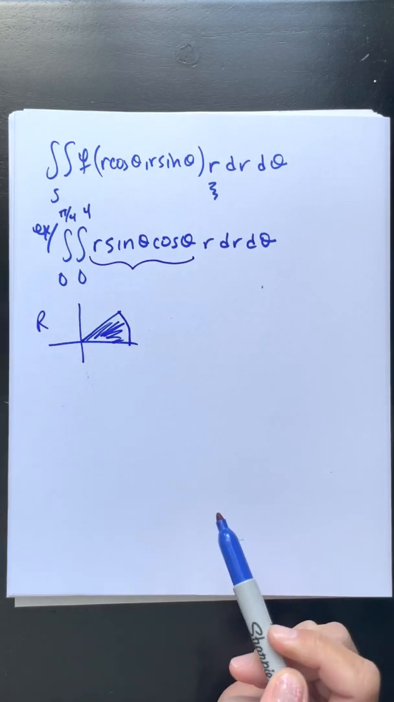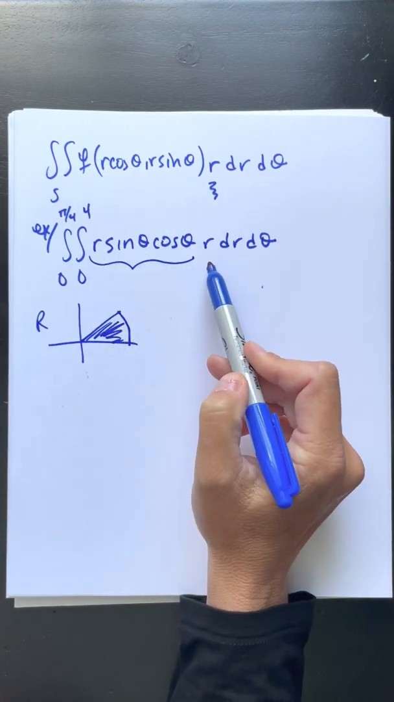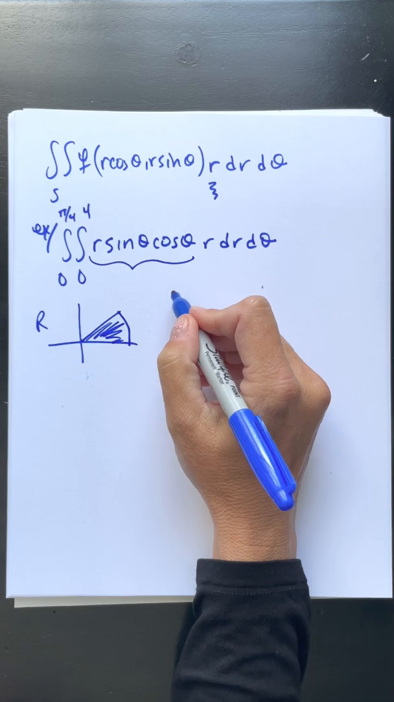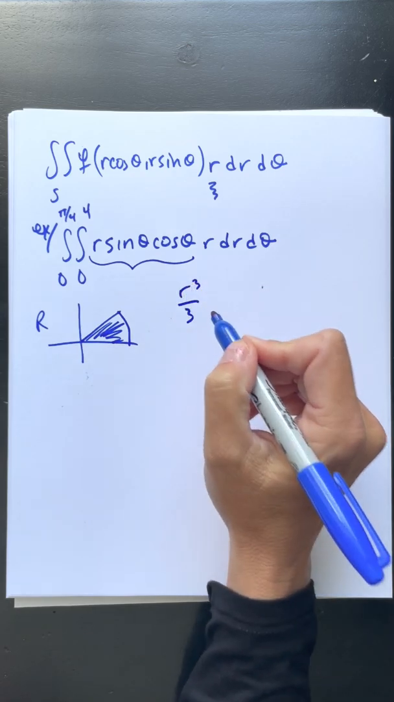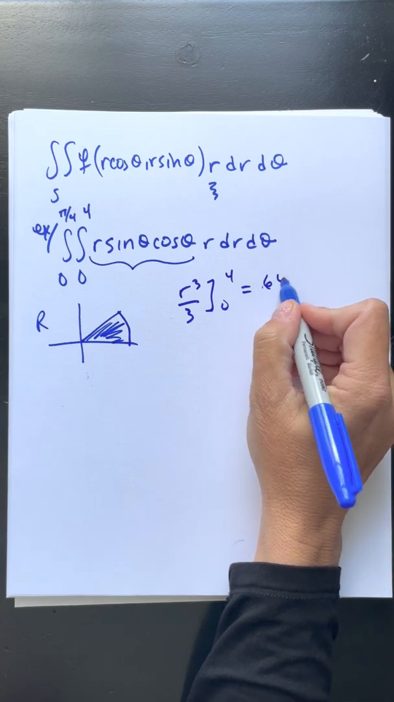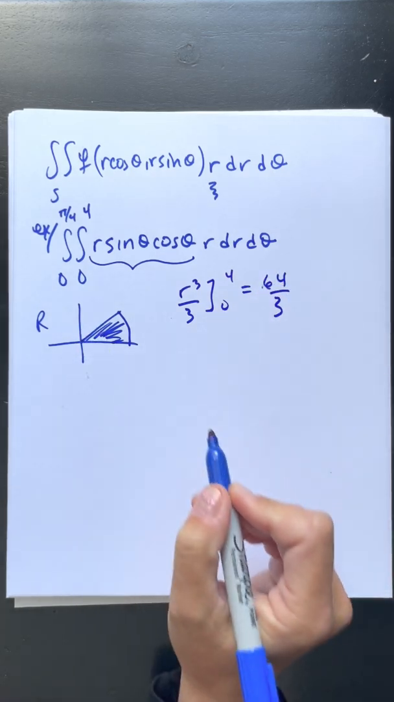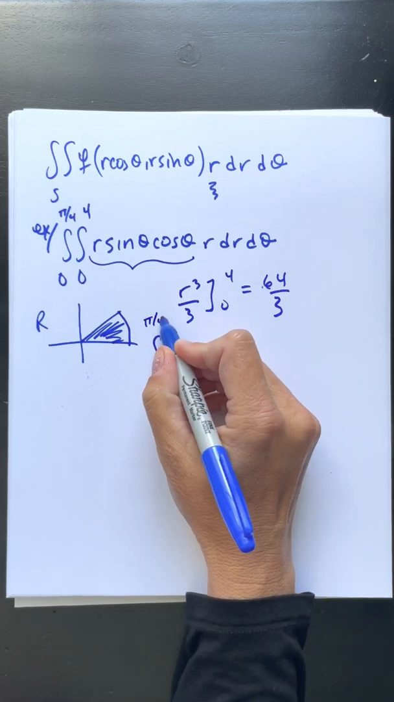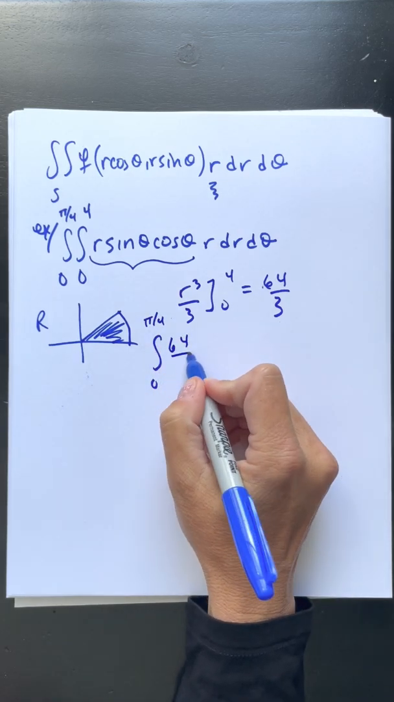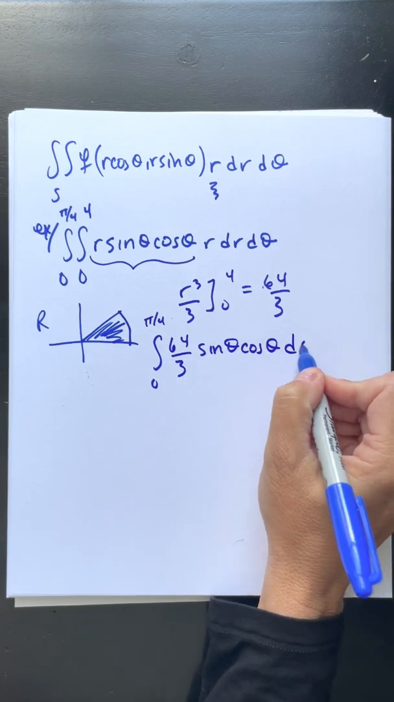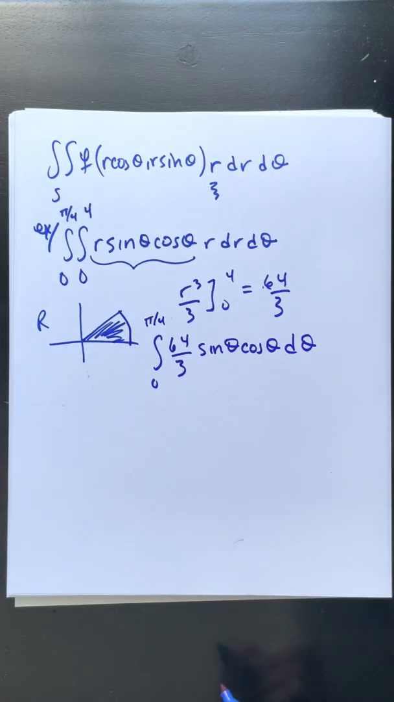But to evaluate it, we just start on the inside. So we have two r's. So the antiderivative of r squared is r cubed over 3 from 0 to 4, which is 64 over 3. That goes back inside my outer integral. So I have the integral from 0 to pi fourths of 64 over 3 sine theta cosine theta d theta. Now we're in our happy place.